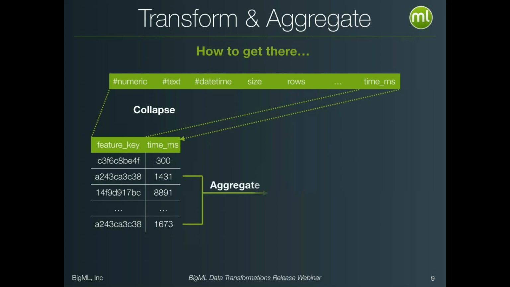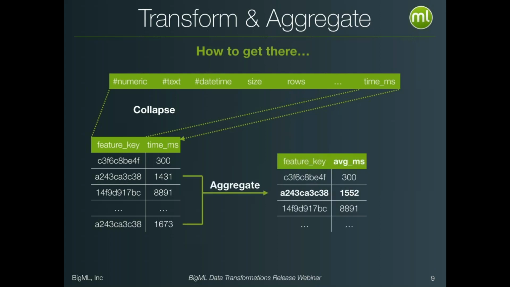From this new data set, we can perform an aggregation where we now collapse the rows. We look at those 2 rows that both start with A243. They have the same key, and so they have the exact same feature values. I can now perform some kind of an aggregation, where in this case, I turn it into a new data set where I just have 1 row for that key and the average of 1431 and 1673. So I apply some kind of a function to collapse those rows into a single row that has a new value, and now we'll be building a model that predicts the average time in milliseconds that we expect the tree to require to build. The key thing here is that all the feature rows are now unique.